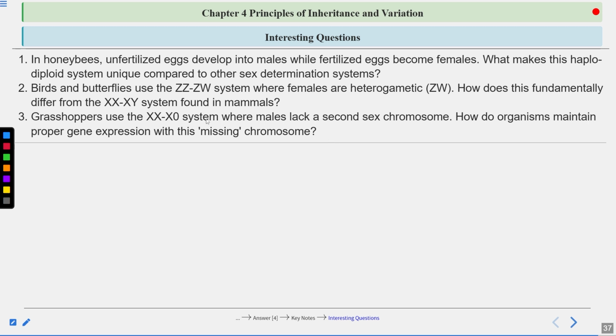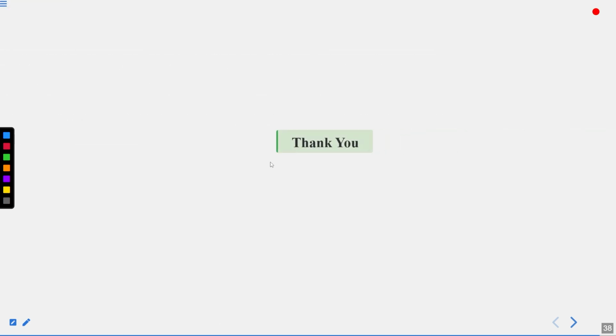So in males, the chromosome number is less as compared to females in the case of grasshoppers. So males lack one X chromosome. So the number of chromosomes is actually less in males. So still, how do the males maintain proper gene expression with this missing X chromosome? So these are some interesting questions that you should think over. This will enhance your critical thinking ability. So now we have discussed the theory. We will now discuss the DPP related to these topics.